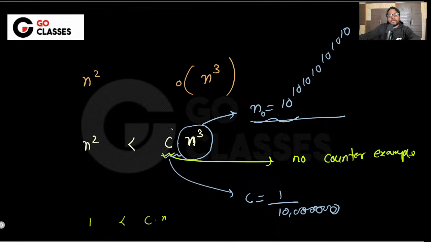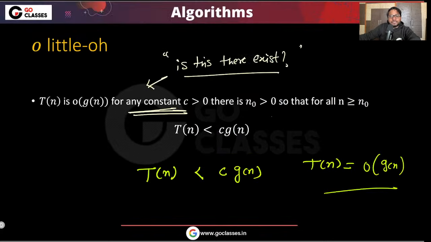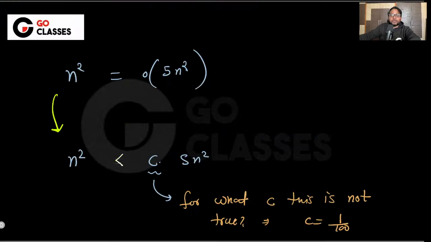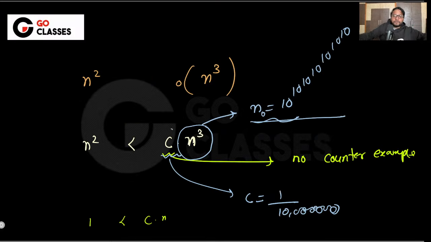Understood? So here the definition says that it should hold for any constant. You plug in any constant. It doesn't say there exists. I hope you understood. Okay, let me just ask you one example here. Suppose they say, which of the following, let's suppose this is an MCQ question.